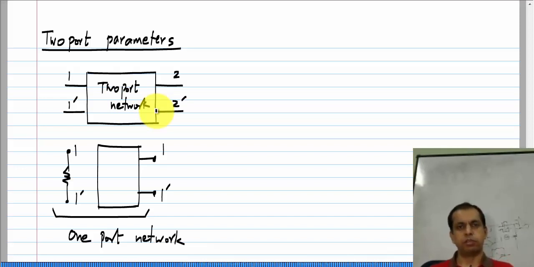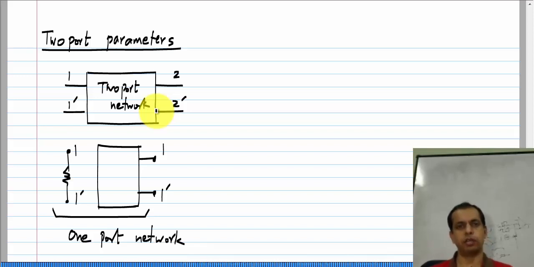Now, why are these things of interest? Many practical systems are of this form. You can have more than 2 ports, but there are lots of practical systems where you apply the input somewhere and take the output elsewhere. In other words, you apply the input to one port and take the output from another port. All amplifiers are like this, and amplifiers are at the heart of all electronics. So, that is why modeling of 2 ports is important. Of course, whatever modeling we do for 2 ports can be generalized into a higher number of ports.